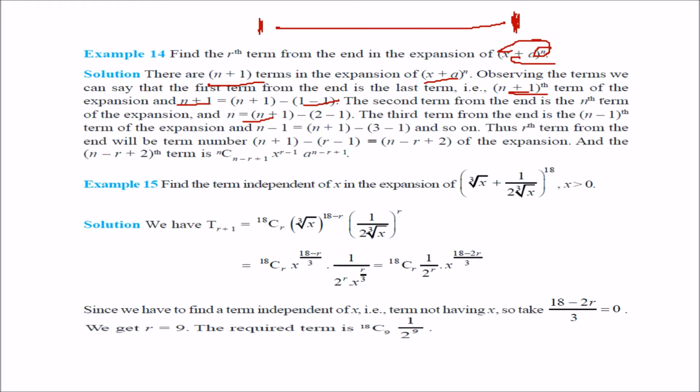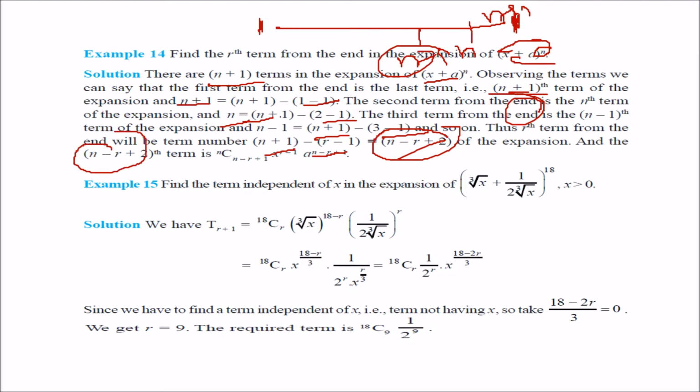Similarly, the second term from the end in the nth expansion can be written as n, because this is the n plus 1 term, the previous one is n, then this is n minus 1, like this. So n can be written as n plus 1 minus 2 minus 1, and this n minus 1 can be written as n plus 1 minus 3 minus 1. Okay. So the rth term from the end can be written as n plus 1 minus r minus 1, that is n minus r plus 2. So this n minus r plus 2 term is nC(n-r+1) x^(r-1) a^(n-r).